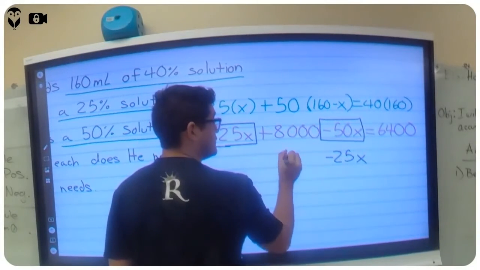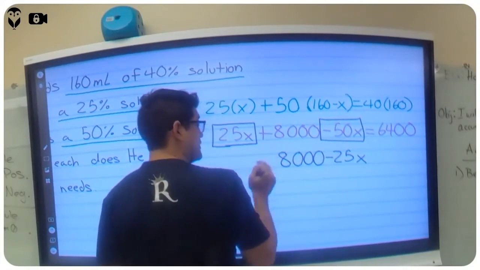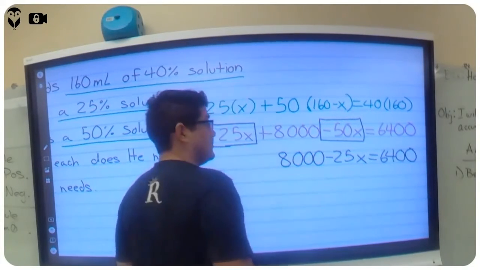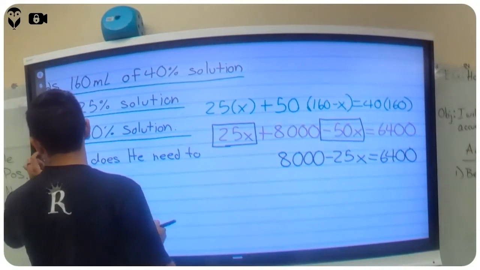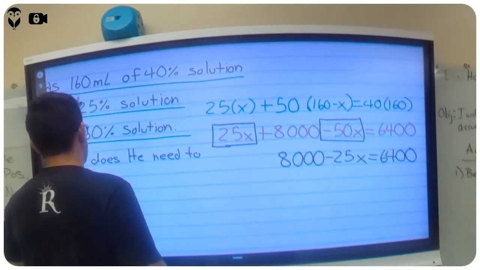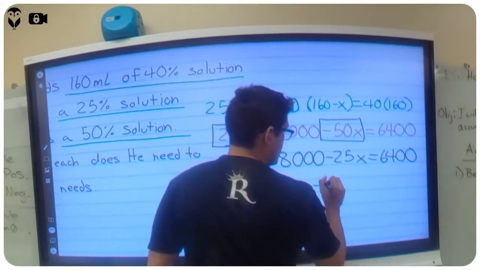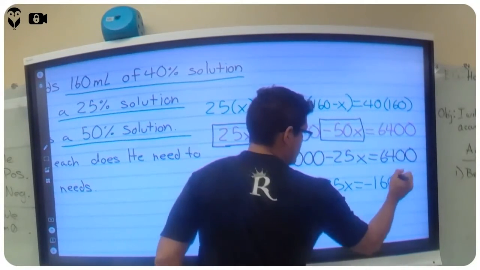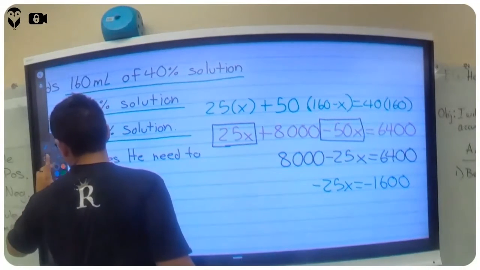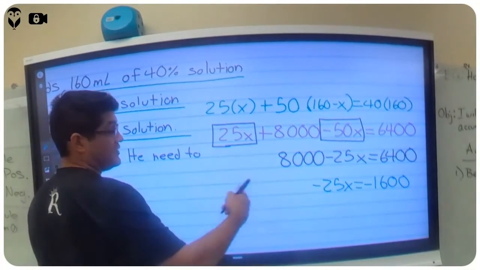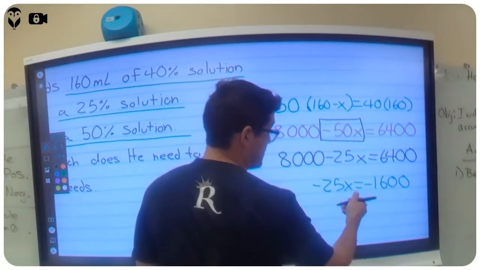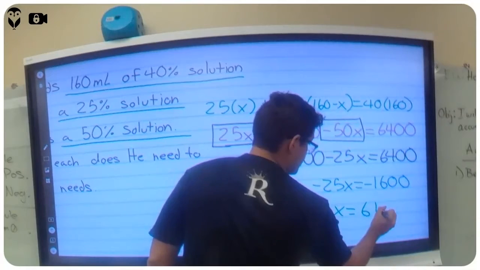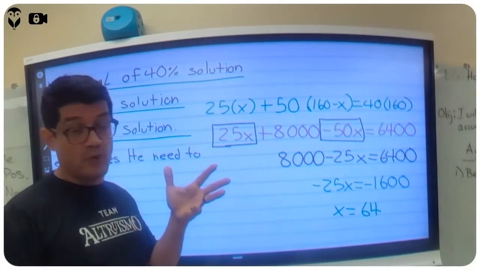8,000 is going to come down, now just a positive 8,000 instead of the plus sign, equals 6,400. Now we're solving a two-step equation. So we're going to subtract 8,000 from both sides. And now we have negative 25X equals negative 1,600. Then we're going to divide by negative 25 on both sides. Negative divided by negative is going to make a positive. So X is going to equal 64.